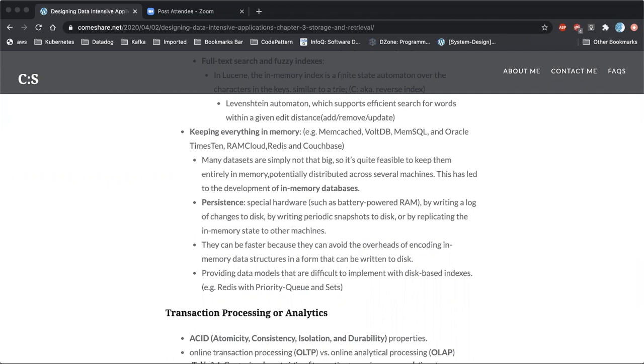Yeah, I think from an application point of view, the point that I am missing, or the thing that I didn't understand, is why is he saying that they can avoid the overheads of encoding in-memory data structure in a form that can be written to disk? So what kind of encoding, why is it different in the way the data is stored in RAM versus the data that is stored in disk? That is what I was trying to get clarity on.